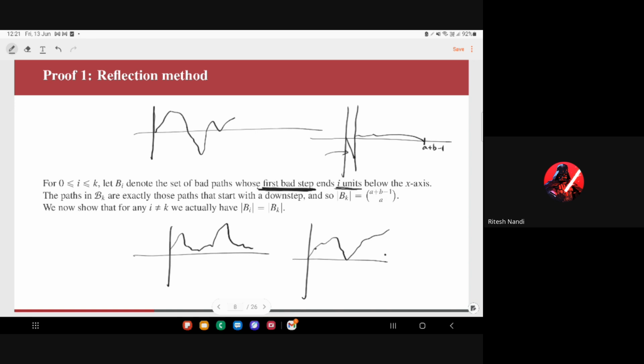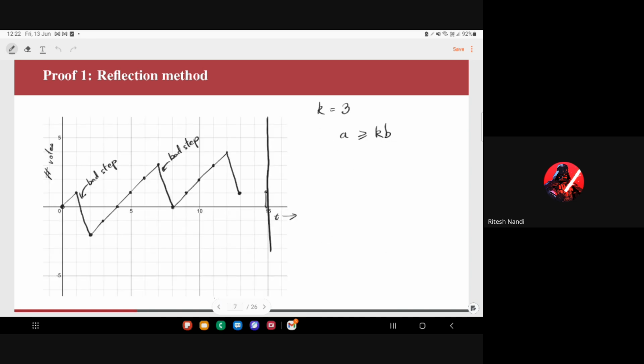Now we will show that for each of these B_i, the number of ways would be the same as the number of ways for B_k. How is that true? There's a special technique to prove this called the reflection method. So suppose, let's just take the k equal to 3 case itself.